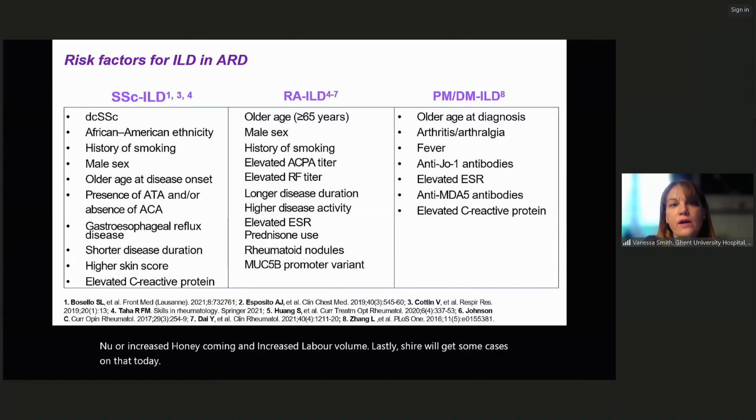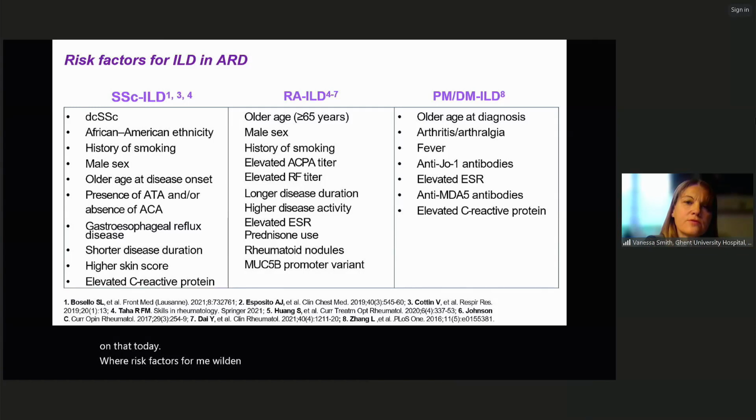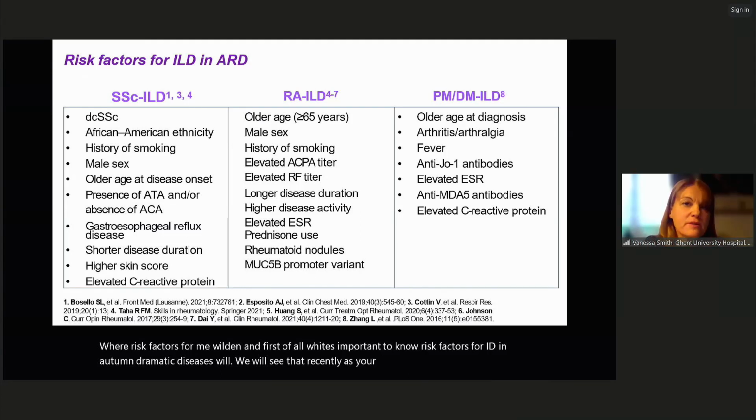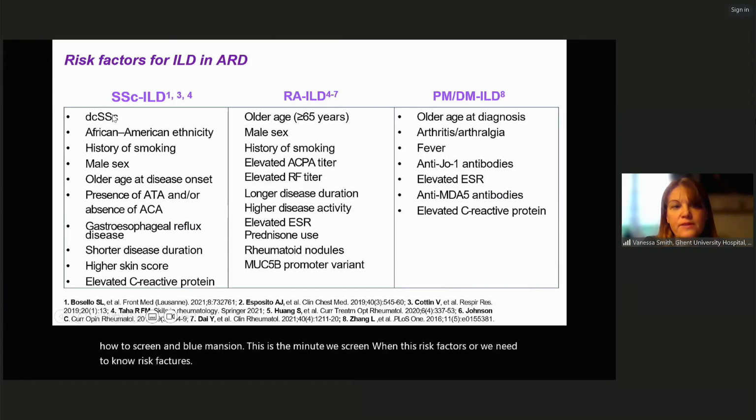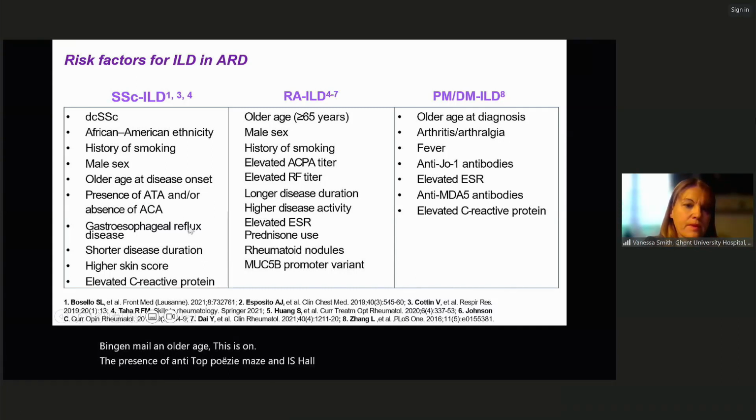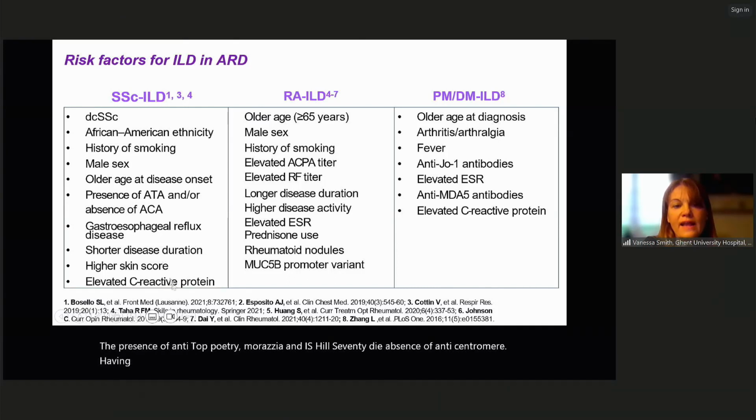What are risk factors for ILD? First of all, why is it important to know risk factors for ILD in autoimmune rheumatic diseases? We've all seen that recently ACR has published guidelines on how to screen, and we'll mention this in a minute. We screen when there are risk factors, so we need to know our risk factors. In systemic sclerosis, it's being diffuse, African American ethnicity, history of smoking, being male, an older age at disease onset, the presence of anti-topoisomerase, anti-Scl-70, the absence of anticentromere, having gastroesophageal reflux, a shorter disease duration, a higher skin score, and elevated CRP.